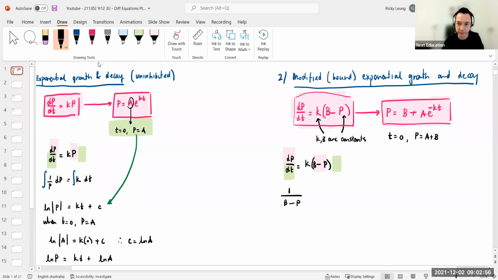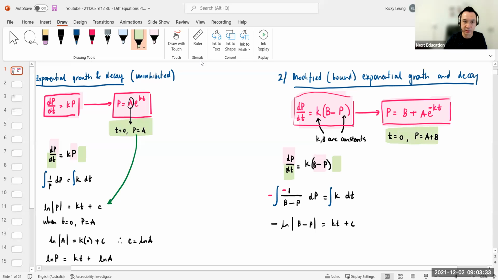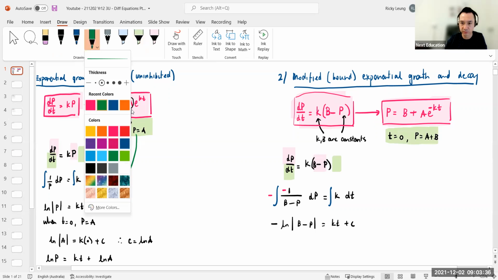So b minus p dp equals k dt. And just like before, we integrate both sides. The integral of the left forms ln, but because that's a function, I need the derivative on top. The derivative of this with respect to p is that, so I introduce a negative one there and a negative in front. So this integral becomes negative ln absolute value of p minus b. And on this side, just like before, kt plus a constant c. Once again, I will sub in this guy into this step so I can find my constant.